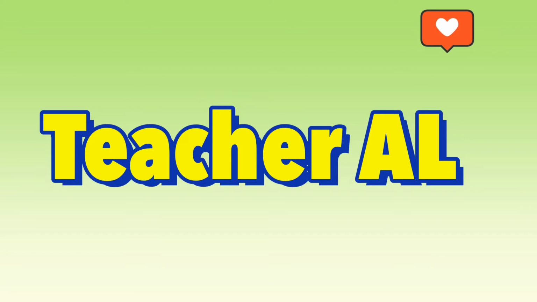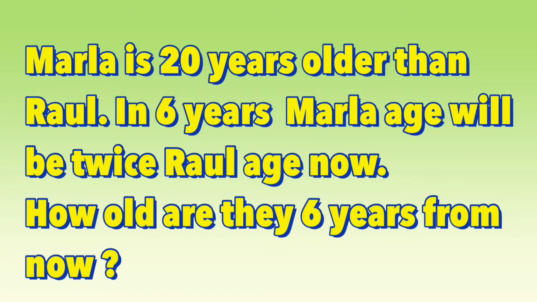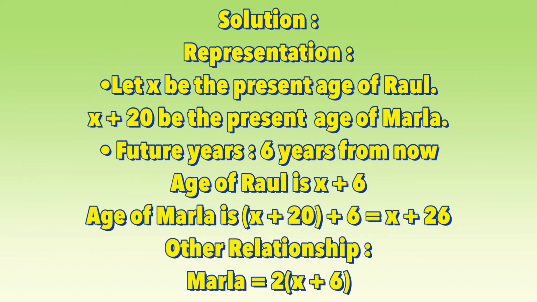Today we're going to continue again to answer this problem, part 3, grade 7. We are now in number 7 problem. Marla is 20 years older than Raul. In 6 years, Marla's age will be twice Raul's age now. How old are they 6 years from now? If we analyze the problem, it is asking for the future years.